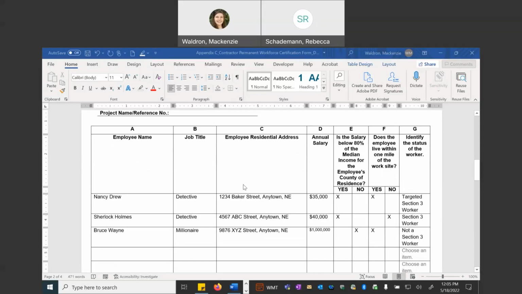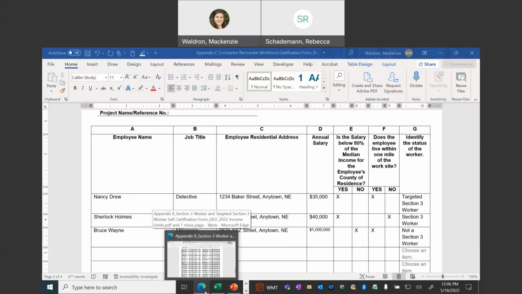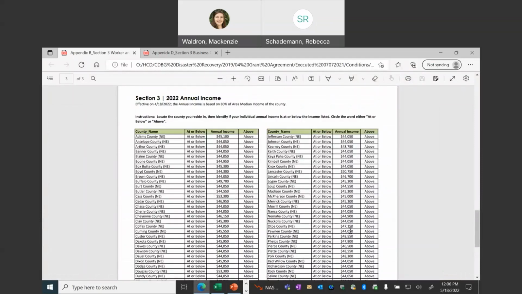So we have Nancy Drew. She is identified as a detective. We have her residence identified and her annual salary with the company. Based off of her address, we know that she is within 1 mile of our work site, so we mark that as yes. And then based off of her salary of $35,000, we took a look at the 80% median income for her county of residence. So we're gonna pull that up real quick.